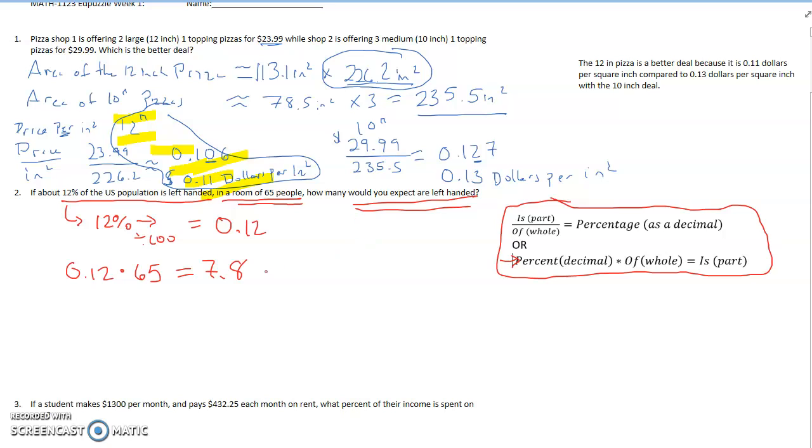Now this is where we've got to stop and think. We're talking about a whole number of people, so we're going to round this up to a whole number. So I'm going to round the 7.8. Look at the number to the right of it. Is it 5 or higher? It is. So we're going to round this to 8 people.